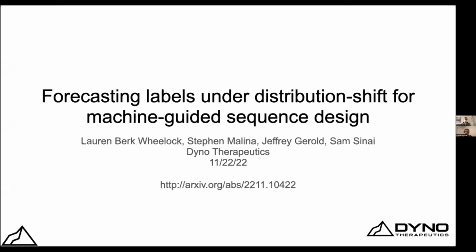As Eli mentioned, I'm going to be presenting today on work we did about forecasting labels under distribution shift for machine-guided sequence design. This was work led by Lauren Wheelock, who unfortunately is sick today, so can't be here, and also worked on by myself, Chuck Gerald, Sam Sinai, and all of us work at Dino Therapeutics. And there's a link to our paper, which is on arXiv here as well.